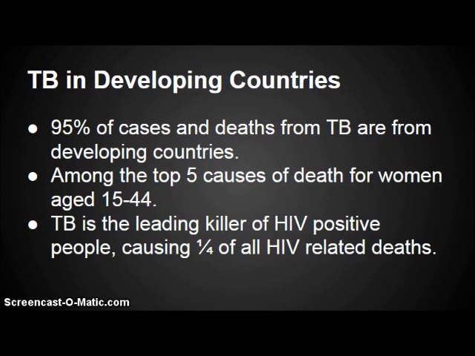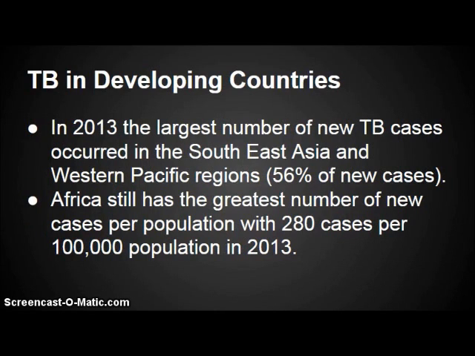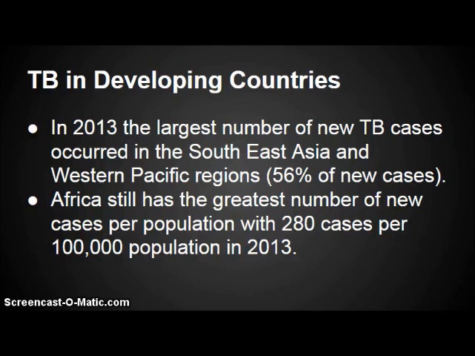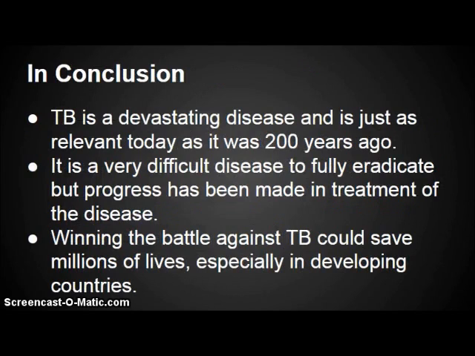95% of cases and deaths from TB are from developing countries. TB is one of the top 5 causes of death for women aged 15 to 44. TB is the leading killer of HIV-positive people, causing a quarter of all HIV-related deaths. In 2013, the largest number of new TB cases occurred in Southeast Asia and the Western Pacific regions. These composed 56% of all new cases. However, Africa still has the greatest number of new cases per population, with about 280 people per 100,000 contracting the disease in 2013.